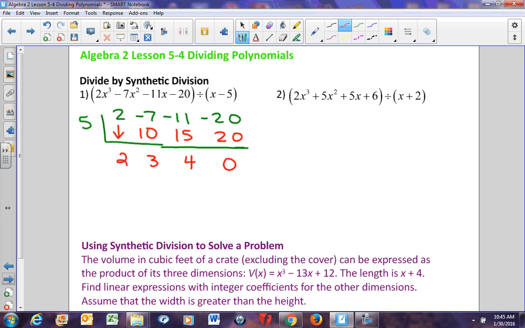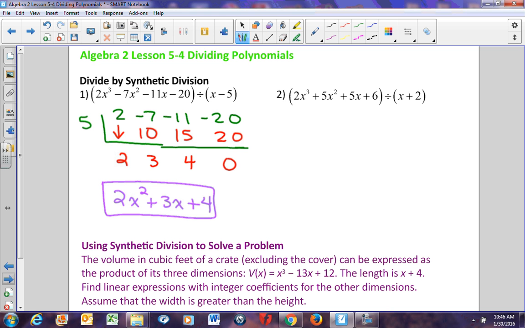So this one divides evenly. So x minus 5 is a factor. And so we can write our final answer here. When we divide 2x to the third minus 7x squared minus 11x minus 20 by x minus 5, we get 2x squared plus 3x plus 4. I find synthetic division to be much easier, a lot less time consuming, and a lot less chance that you're going to make a mistake on something.